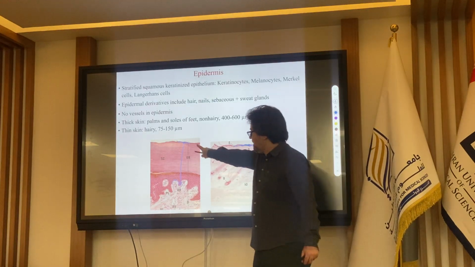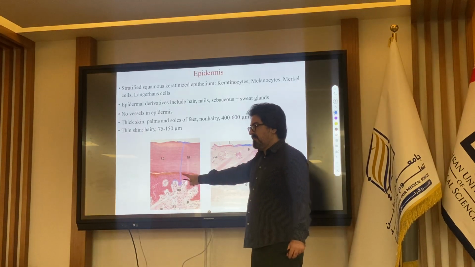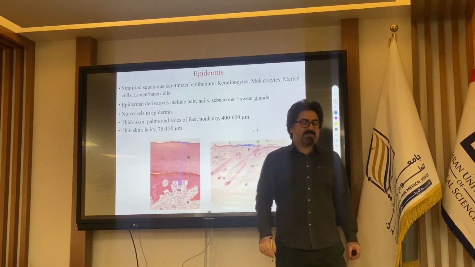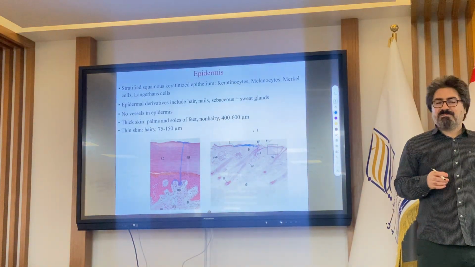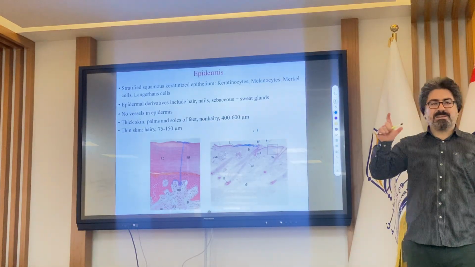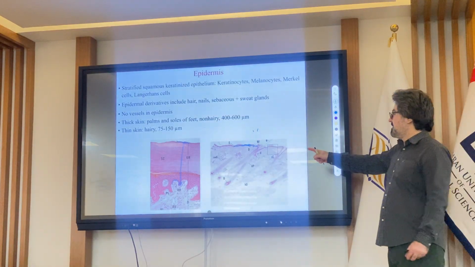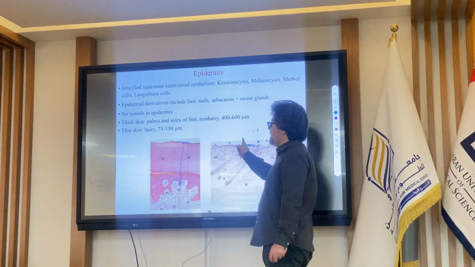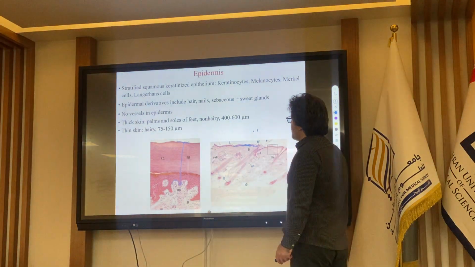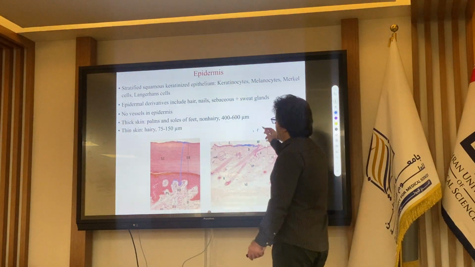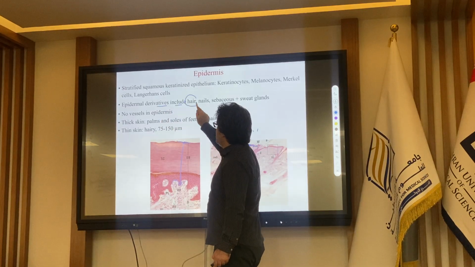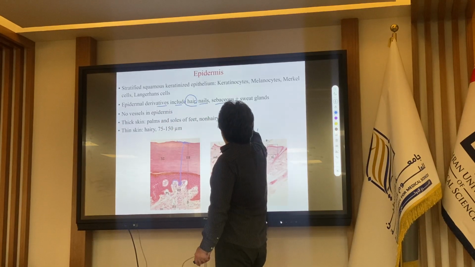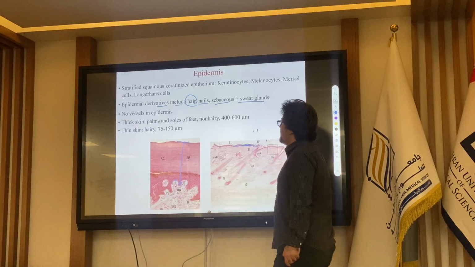The thickness is something like this. And other parts of the body have skin with different thickness, but thinner than thick skin. So it is known as thin skin. Any question? And look at here, as I told you, the derivatives of skin are hair, nails, sebaceous, and sweat glands.